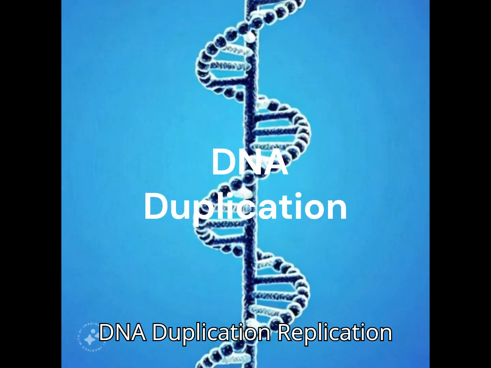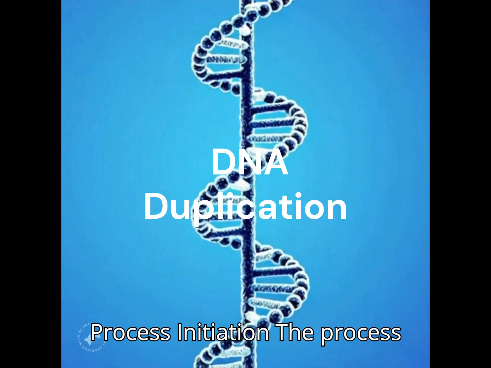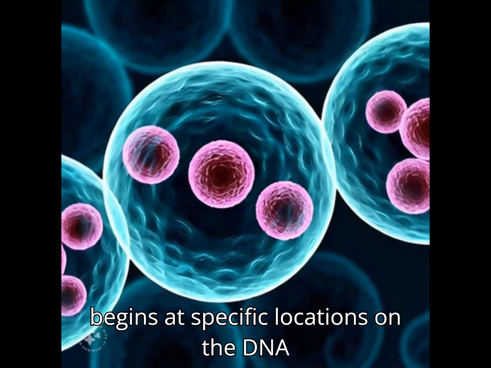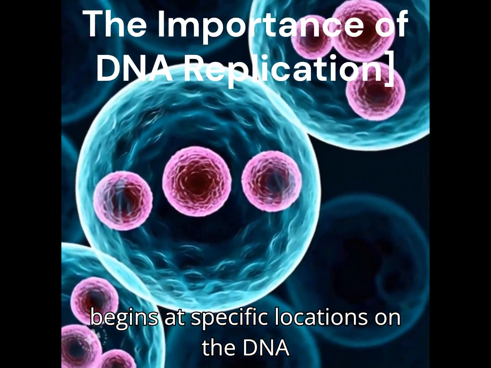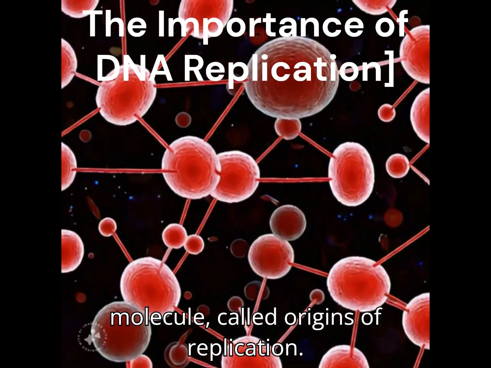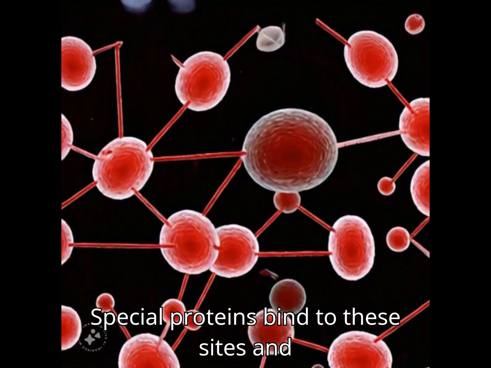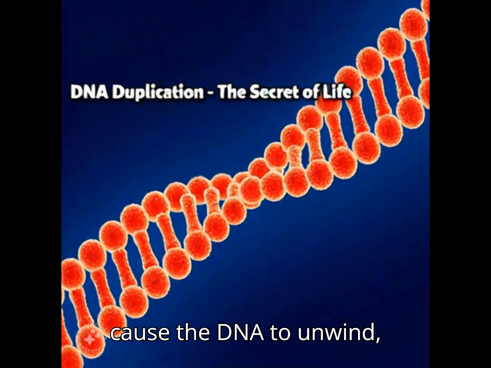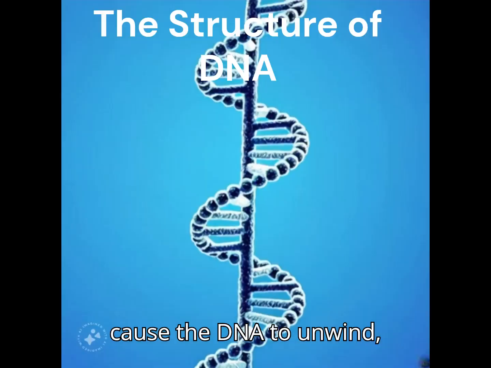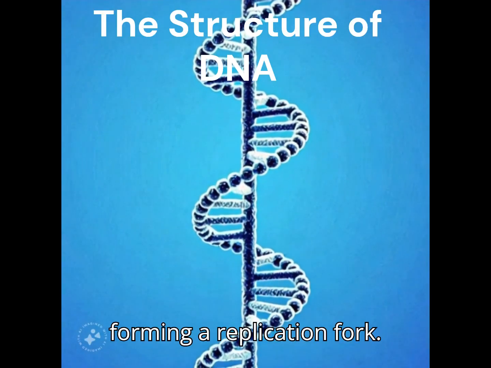DNA duplication, replication process. Initiation. The process begins at specific locations on the DNA molecule called origins of replication. Special proteins bind to these sites and cause the DNA to unwind, forming a replication fork.